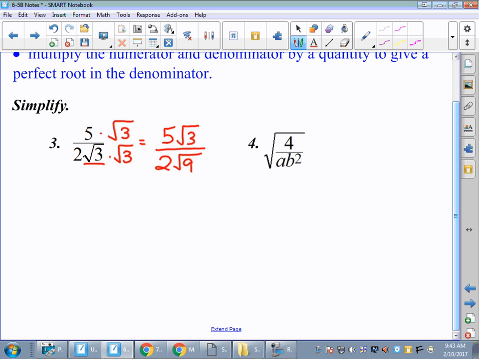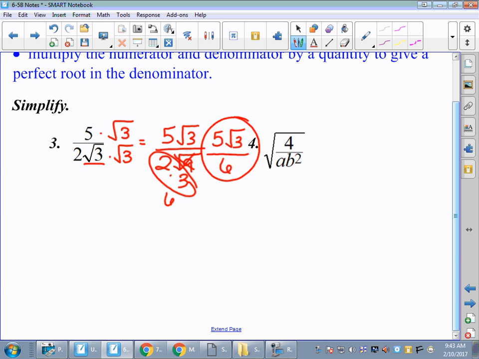Root 9 is perfect. That's why I picked to multiply by the square root of 3. Square root of 9 turns into 3, and then 2 times 3 makes 6. So my final answer here is 5 root 3 over 6. So what you see in that whole process is we got rid of the radical in the denominator.